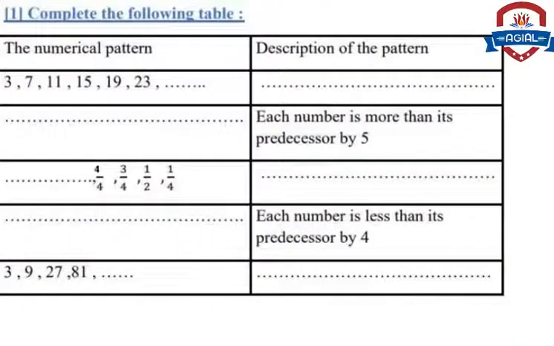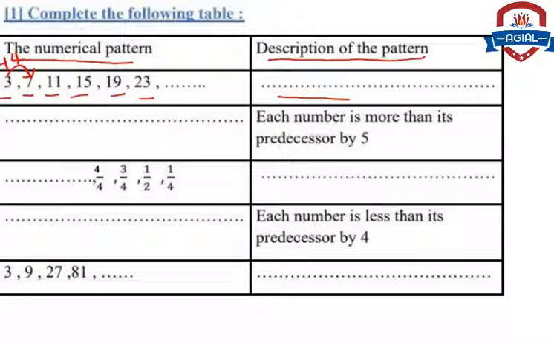Now let's try to solve these examples. Example number 1: complete the following table. We have in this table the numerical pattern and the description of the pattern. We have the numerical pattern 3, 7, 11, 15, 19, 23, and so on, and we need to find the description of this pattern. We have 3, then 7, so we add 4. From 7 to 11 we add 4. This pattern is increasing by 4.